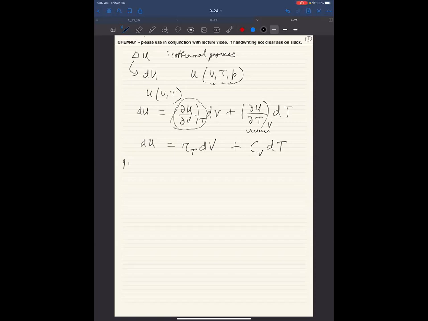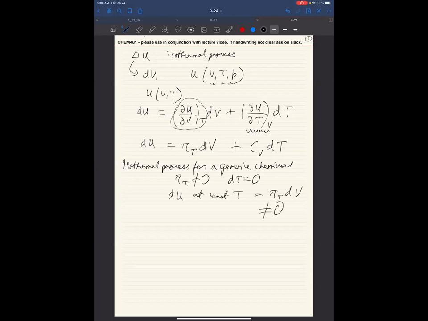Clearly, for an isothermal process for a general material, for a generic chemical, pi T won't be equal to 0, right? dT will be equal to 0 because we are talking about an isothermal process. So for a generic material, dU at constant T, that is isothermal, is going to be pi T multiplied by dV, which in general is not going to be equal to 0, unless your isothermal process also happens to be constant volume. But what about an isothermal process for an ideal gas?